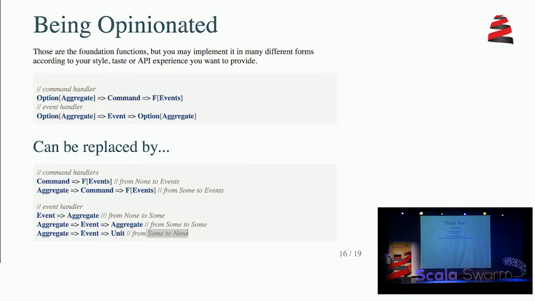So could you please go back to slide 16? Okay, yep. So I don't fully understand why the event handler goes from an option of aggregate and event to an option of aggregate. Does that mean you can more or less delete the aggregate? Well, the first time I gave that talk, I didn't have that line, and that was a question from the public. That's why I added it. So now I get a question why I added it. So that's great, so I remove it.